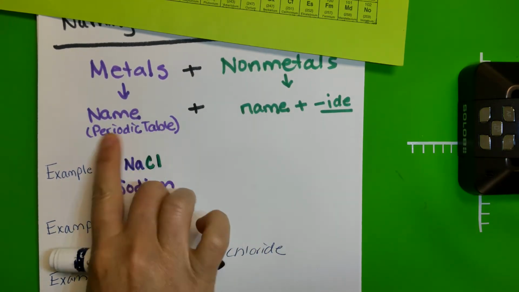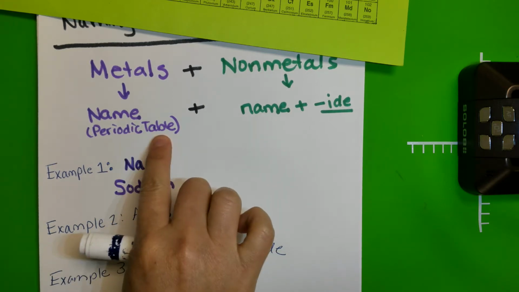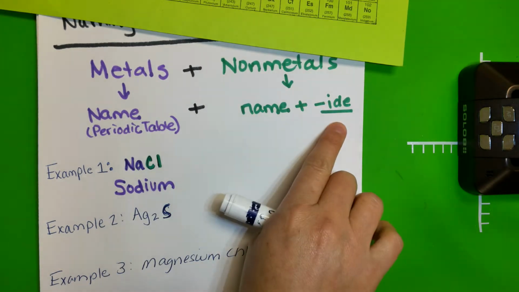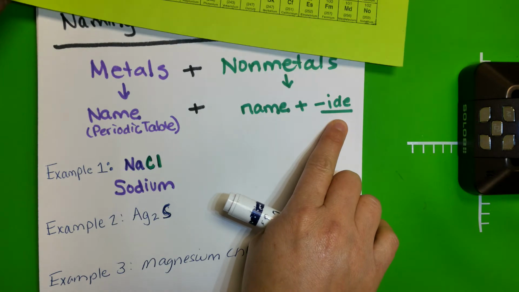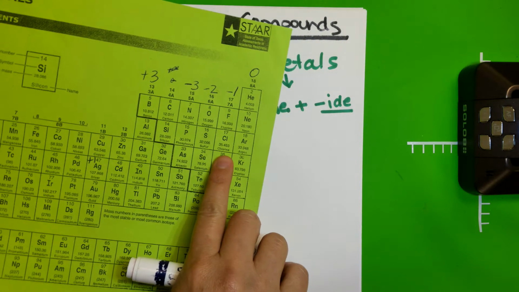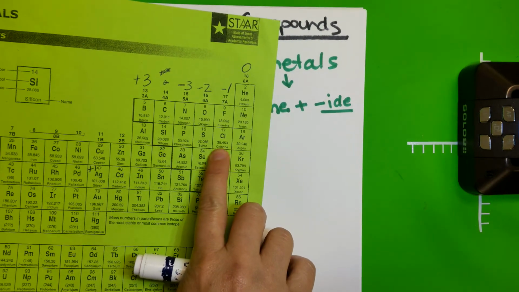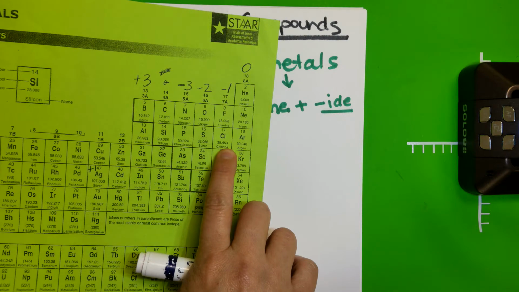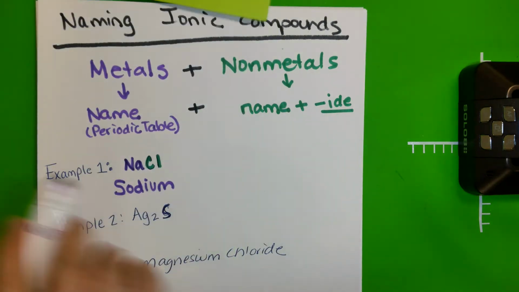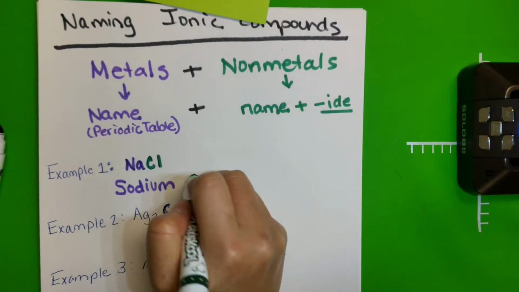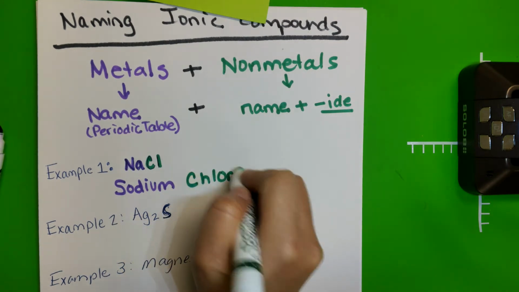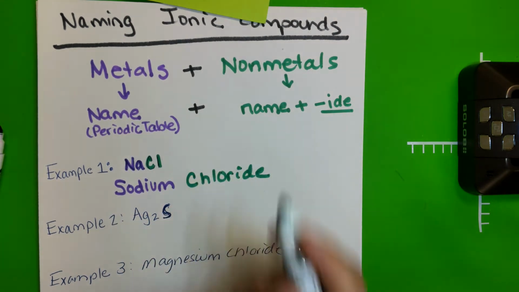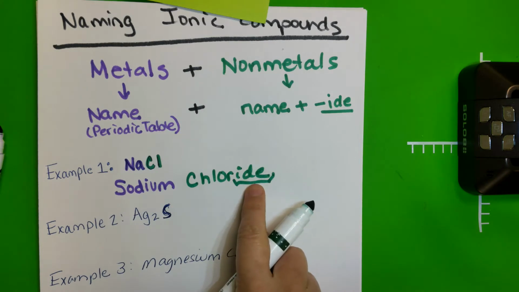Again, you just write it down just the way it looks in the periodic table. For the second name, all you have to do is write IDE at the end. In here it says chlorine, so instead of chlorine, you're going to put chloride. You replace the ine with the IDE, so it will be chloride. Simple as that.